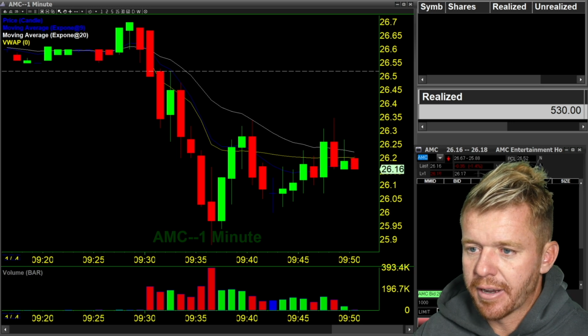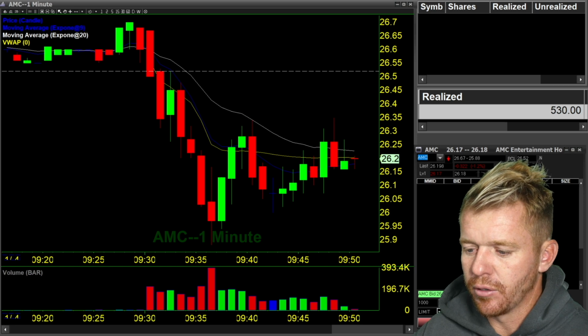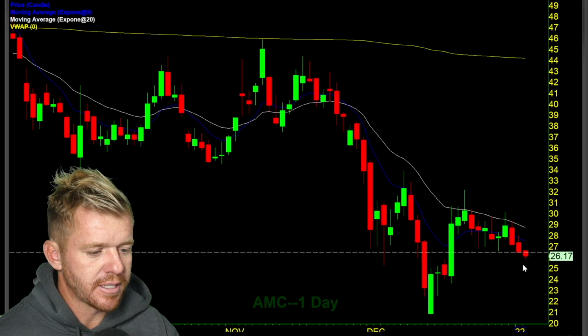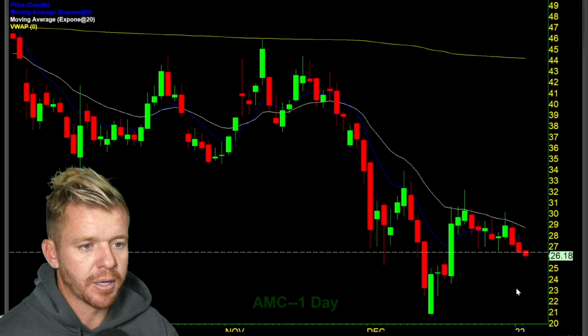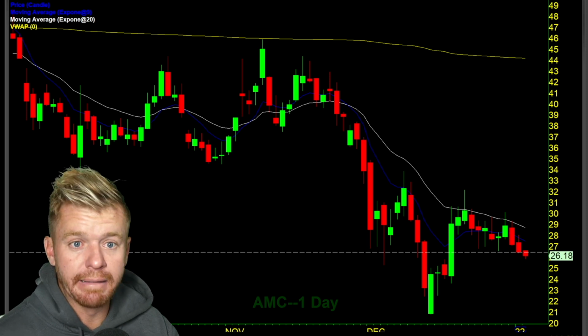AMC today down another 1%, 1.4%, down to the $26 level. Looking here at the daily chart, you can see $26 right there. I don't know about you guys, but AMC looks like it wants to touch down here to $20. It very much looks like that here. It looks like it wants to do it.